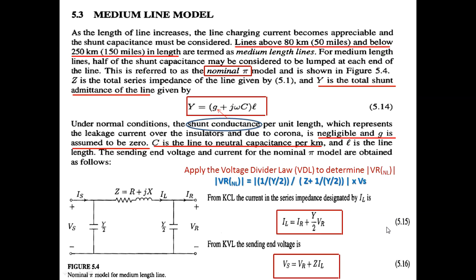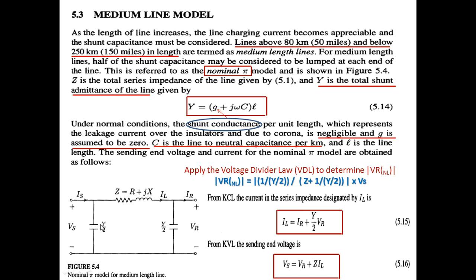So now let's continue with the medium line model. Medium lines are considered those lines which are above 80 kilometers and below 250 kilometers. We will use the nominal pi model as shown in figure 5.4.